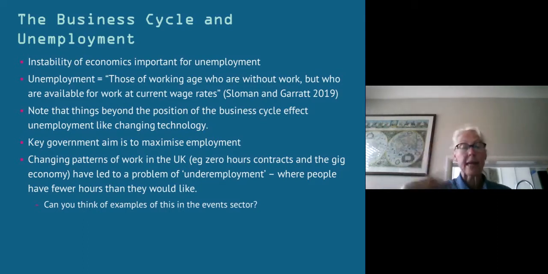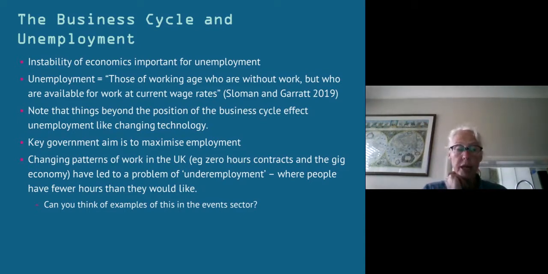and that technology became redundant, and therefore that industry collapsed. And so, that can often create pockets of unemployment around the place. So, the government is obviously quite keen to make sure as many people are in employment as possible.